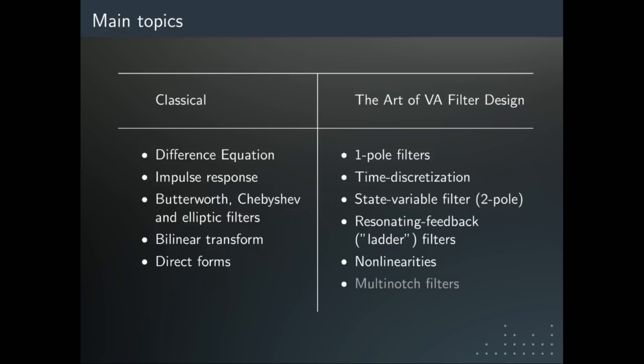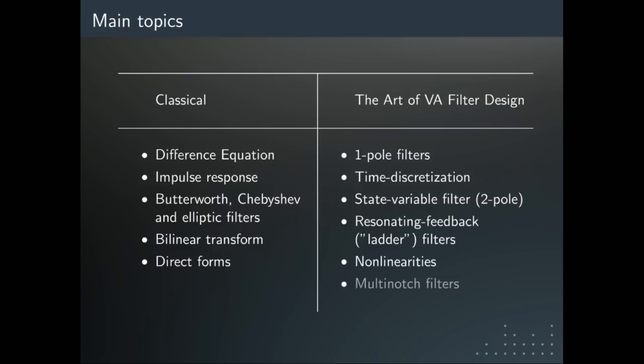So again, I'm now running a comparison of the book's table of contents against the table of contents of an imaginary classical text, something like how I would picture a typical classical text. Again, on the left, you see a bunch of mostly theoretical subjects. In comparison, the Art of VA Filter Design book organizes the material based on filter type. And we study exactly the filter types which are commonly and widely used in music DSP.